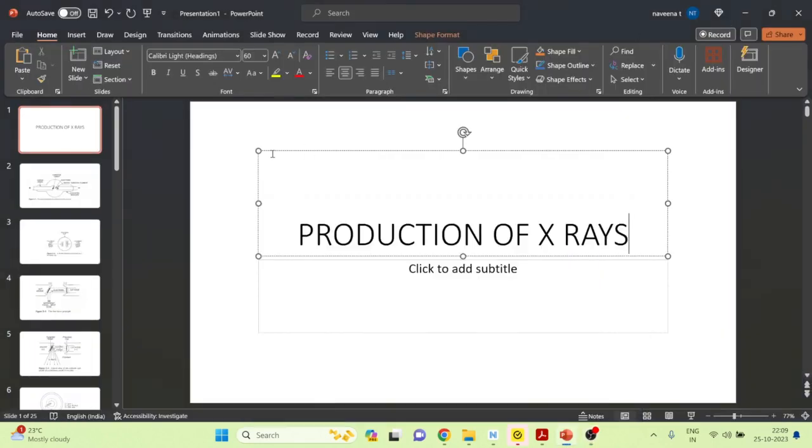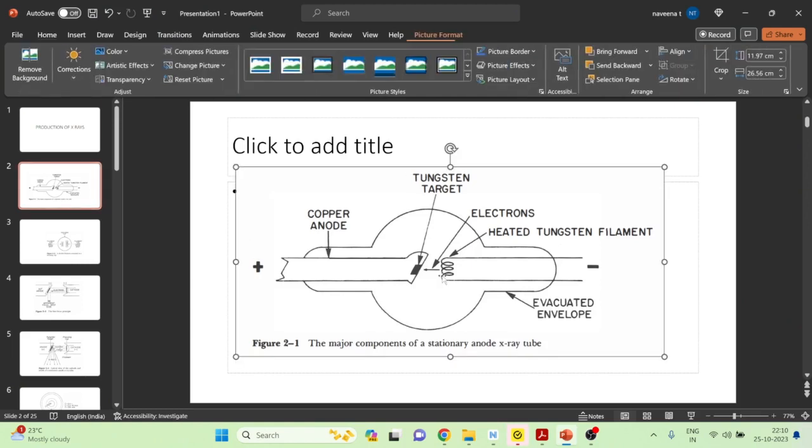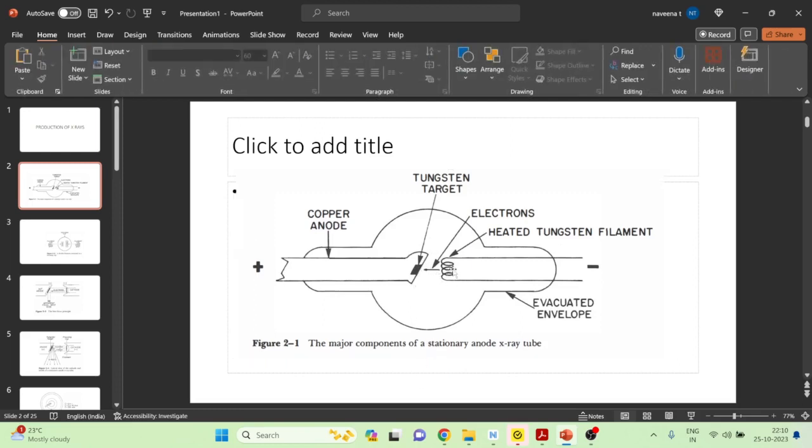Hello friends, let us now learn some important points about production of X-rays. X-rays are mainly produced whenever fast moving electrons hit the target anode. This is the X-ray tube. X-rays are produced when fast moving electrons from the cathode accelerate and hit the anode.